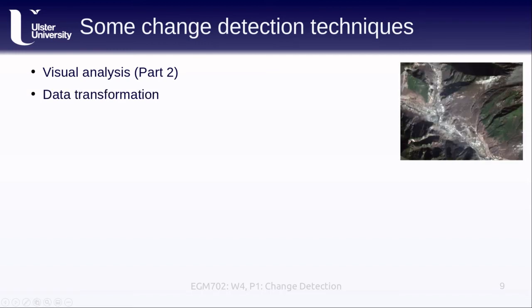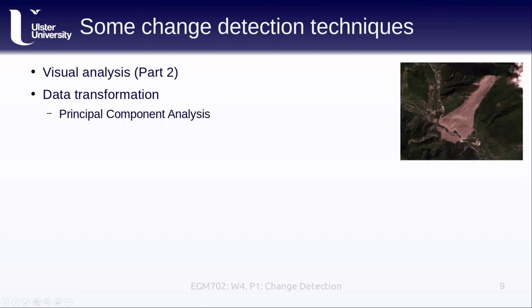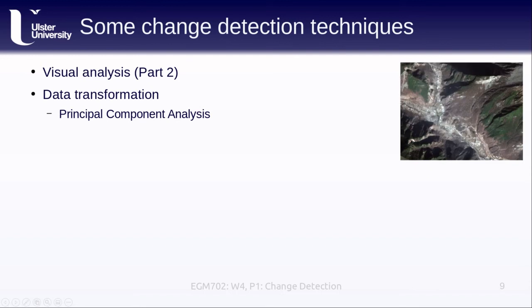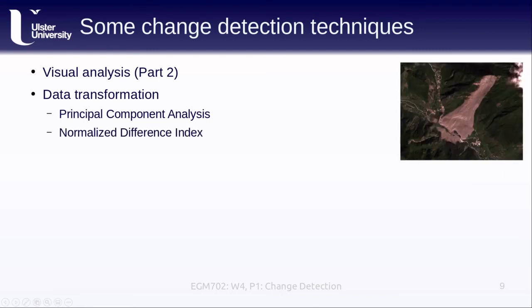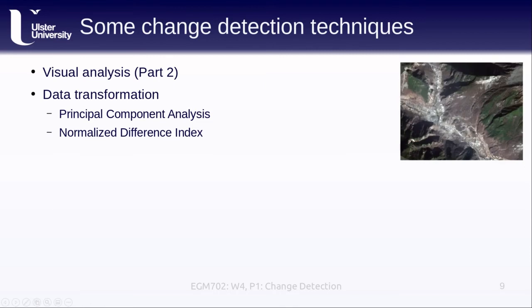The next category of technique we might consider is data transformation. This might be a principal component analysis, which can help us to reduce redundancy in the data, highlight variations or differences. This can also be very difficult to interpret, as it's not always clear what the different principal components relate to. We can also create normalized difference indices, either of individual bands from two different points in time, or by using band ratios, normalized difference indices, or other metrics.